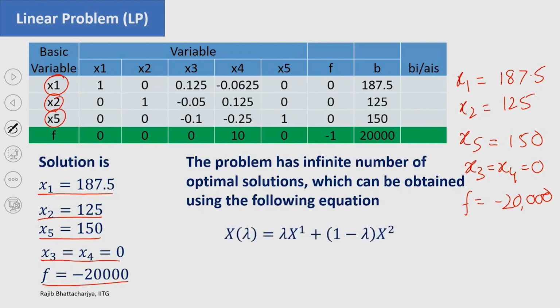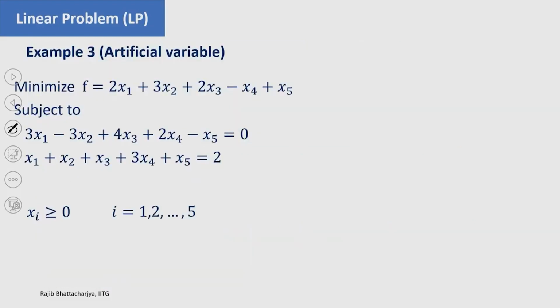So, this problem has infinite number of optimal solutions which can be obtained using the following equation, that is x lambda equal to lambda x1 plus 1 minus lambda x2. So, I will get infinite number of optimal, or you can say alternate optimal solutions. Objective function value will be same, but the value of the variables will be different. Now, let us see a problem with artificial variable.